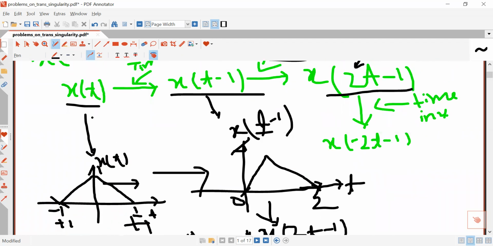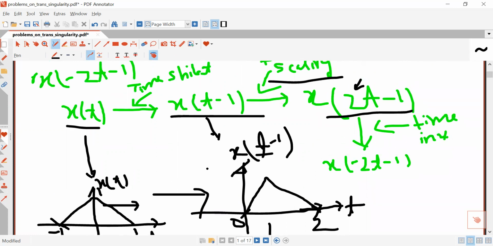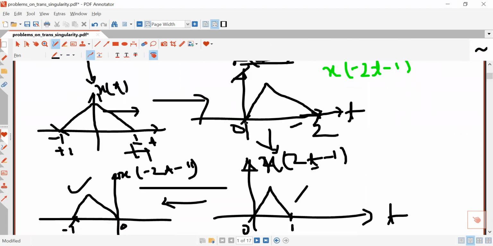So first, you have to do time shifting. This will shift the signal by 1 unit, and you will get this signal. Then time scaling: t will be replaced by 2t. So the signal is compressed. This signal exists between 0 and 2, but this compressed signal will exist in the range 0 to 1.